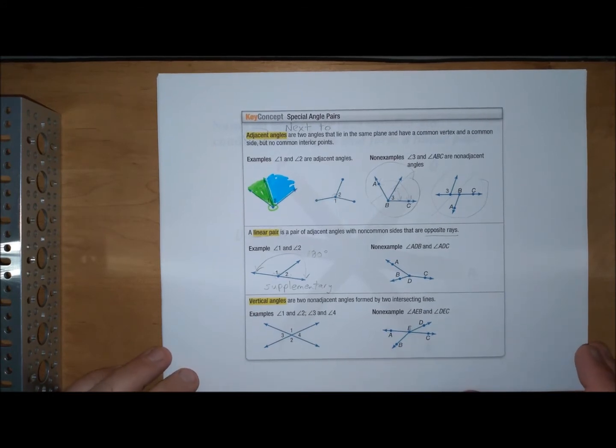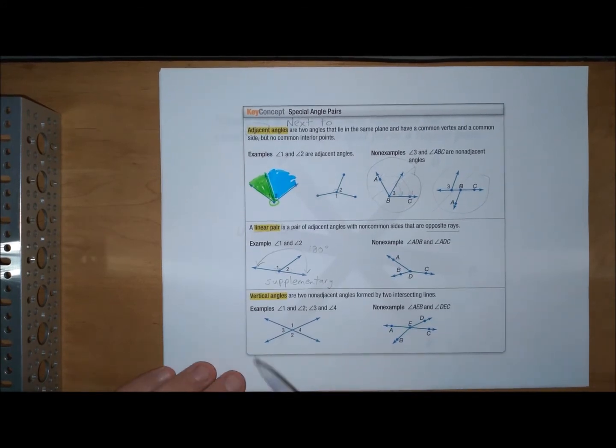All right, probably my favorite are the vertical angles. Vertical angles are two non-adjacent angles formed by two intersecting lines. Okay, just draw any two lines and they will intersect to form two pairs of vertical angles.